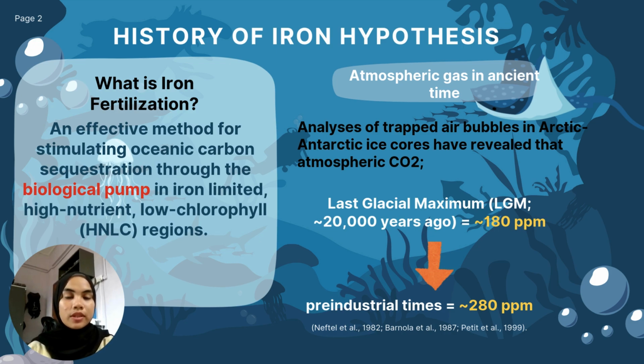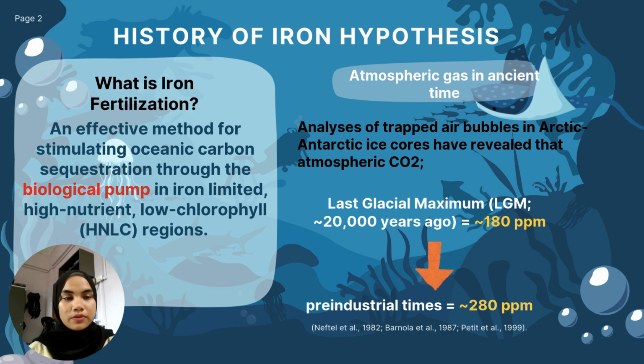So scientists came up with an idea. What if we add iron to these waters and fertilize the ocean? It's an effective method for stimulating oceanic carbon sequestration through the biological pump in iron-limited, high-nutrient, low chlorophyll regions. By adding iron, we stimulate phytoplankton blooms, which absorb carbon dioxide from the atmosphere. This is part of what we call the biological pump, a natural system that helps transfer carbon to the deep ocean.